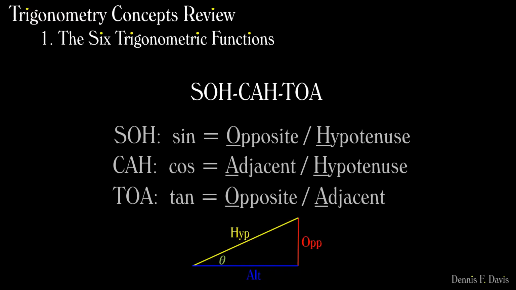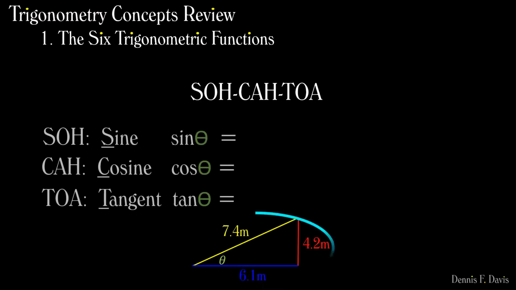Let's do a quick example. I consider an angle theta, put it on our paper cutter, measure, and get the lengths shown in the triangle. The hypotenuse is 7.4 meters. I guess I imagined a very large paper cutter. And the adjacent and opposite sides are 6.1 and 4.2 meters, respectively. Let's use SOHCAHTOA to find the sine, cosine, and tangent of angle theta.